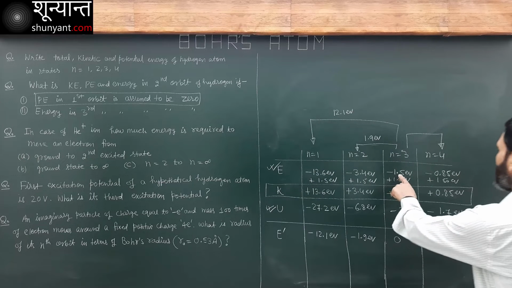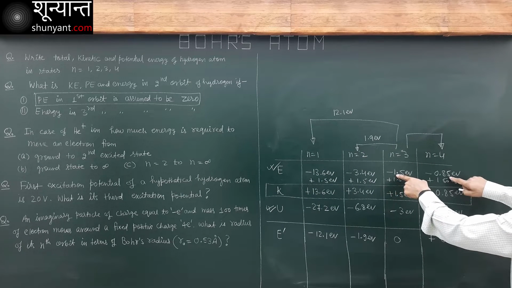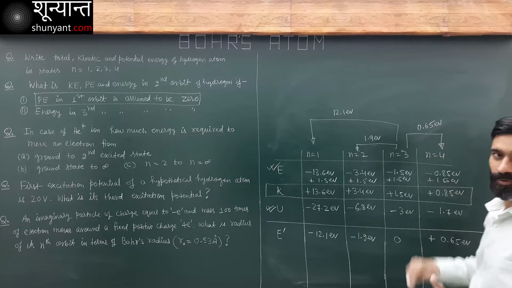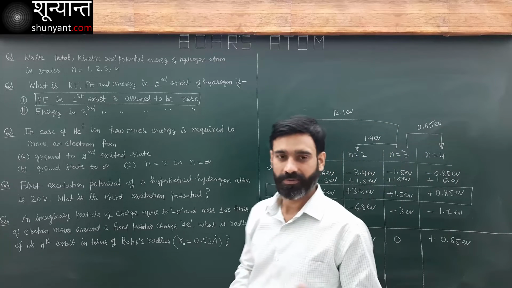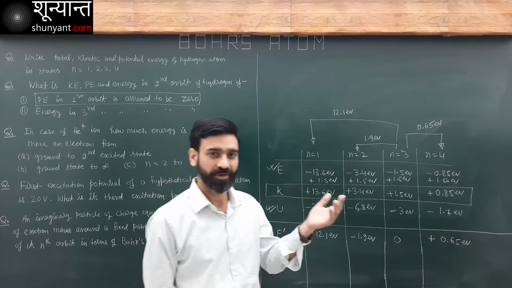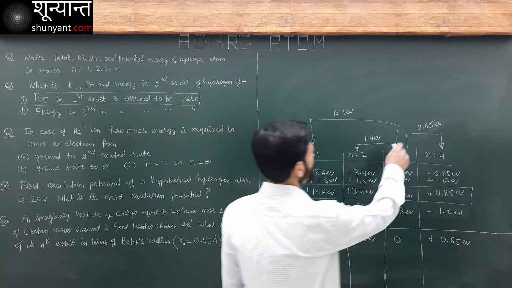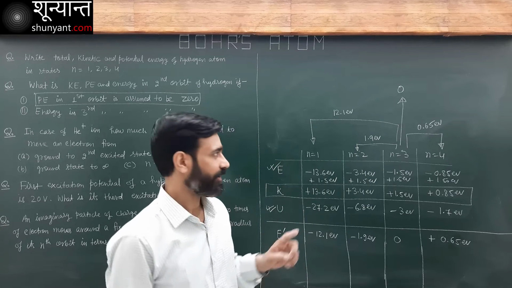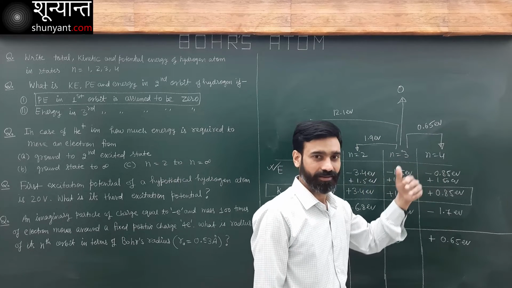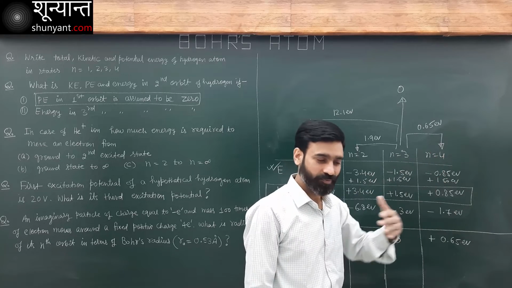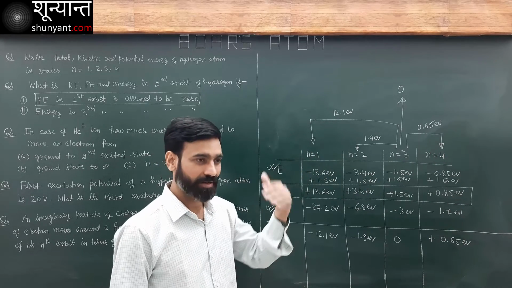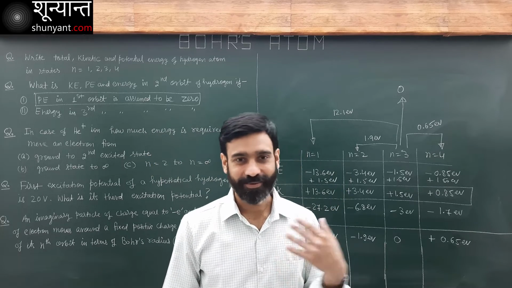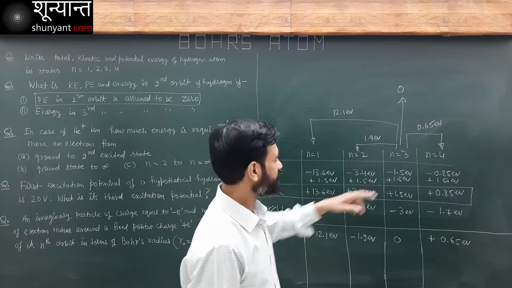Here, what is the difference? 1.5 and 0.85, 0.65. I am not bothered about positive and negative, just the magnitude. We will see which one is higher and which one is lower. Now, if I take this to be 0, the difference is going to be constant. As we move away from the nucleus, higher states have higher energy. So the energy of this is going to be higher.